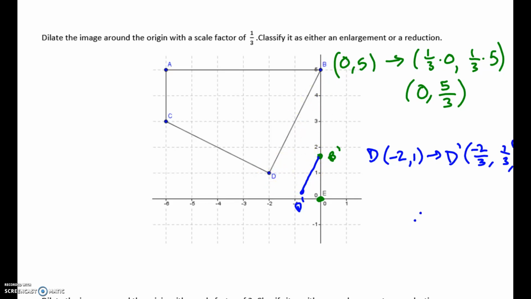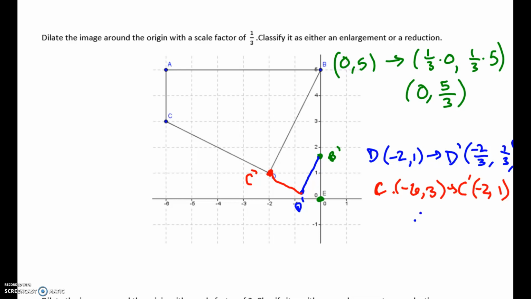All right, now let's look at C. Point C is at -6, 3. So C prime, multiply both by 1/3, gets me -2, 1. That's a lot easier. -2, 1. Oh, look, it's landing right where the original D was, but now it's going to be C prime. So now we have our second segment right here.